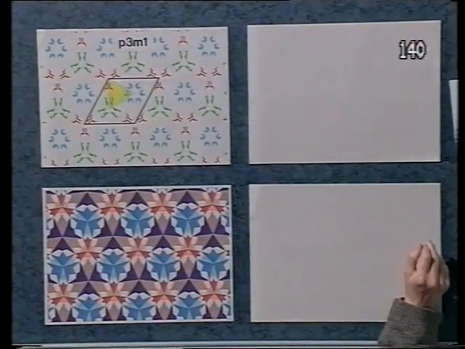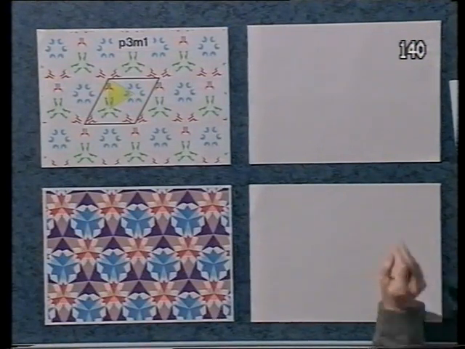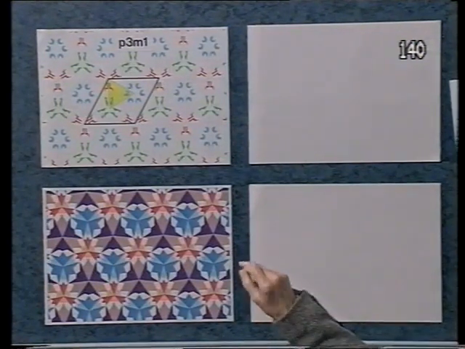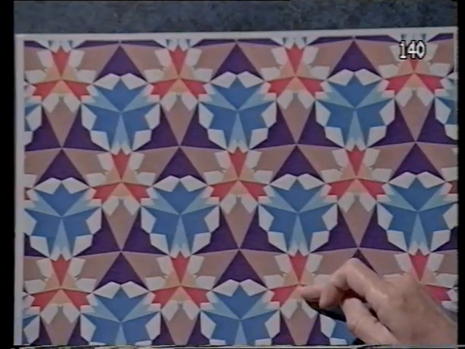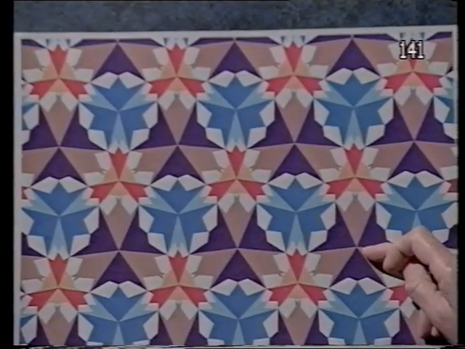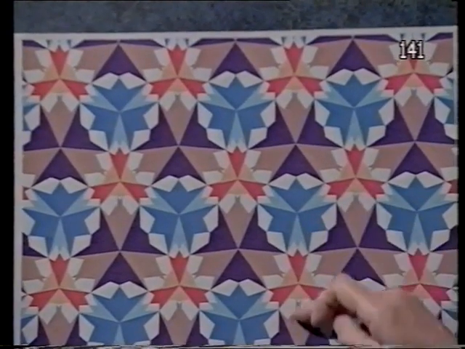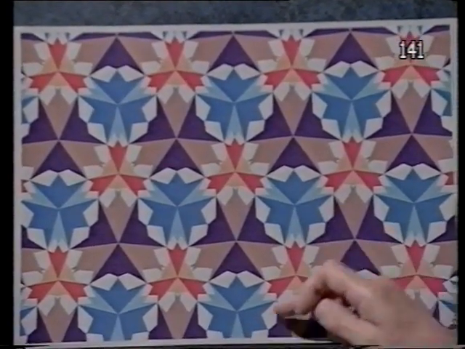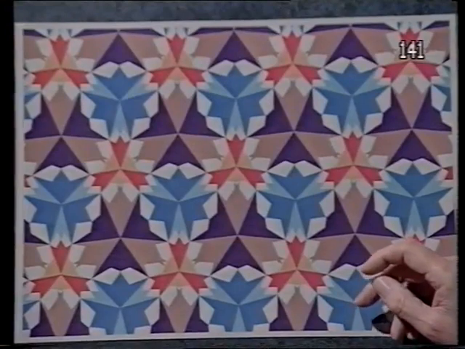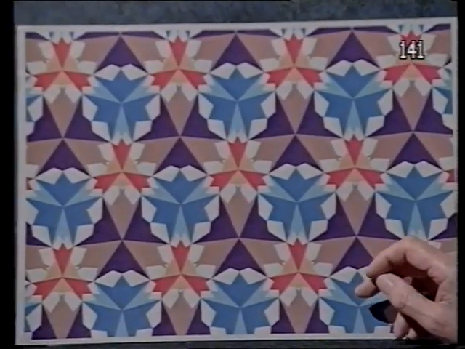It's also type P3M1. Now, as in this pattern, our new one has 3 distinct 3 centres, which don't map to one another under any of the symmetries. And there are 3 axes of reflection through each of the centres, and in the same 3 directions.